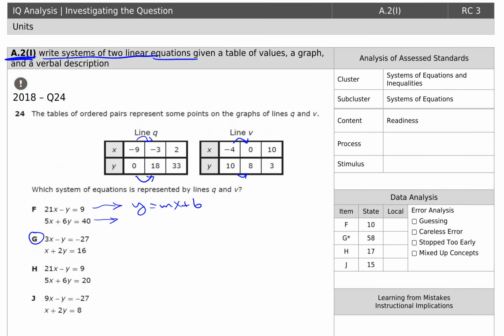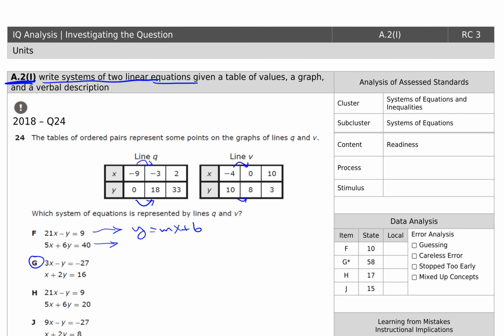Alright, that is TEK A.2I, Writing Systems of Linear Equations.